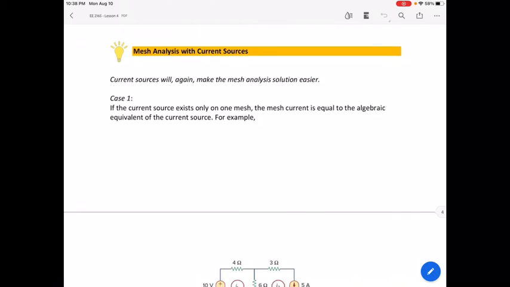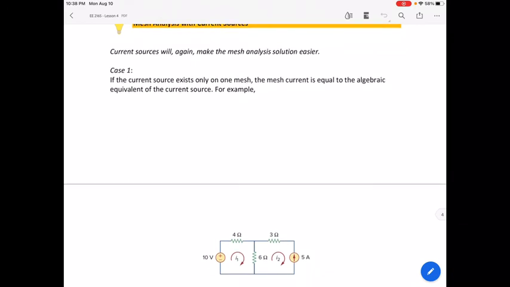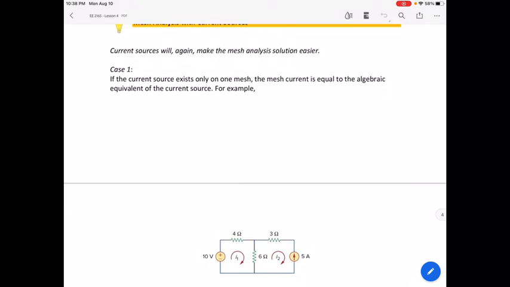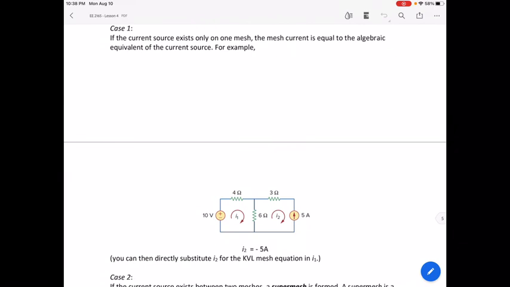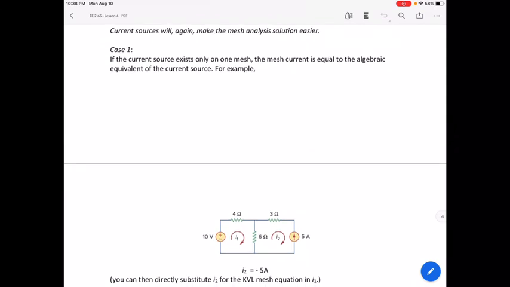So this has two cases. For the first case, if the current source exists only on one mesh, like what you've seen in this diagram below, the mesh current is automatically equal to the algebraic equivalent of the current source. In this particular example, mesh current I2 has a current source of 5 amperes in its loop. Since they are of opposing direction, we can write I2 as equal to negative 5 amperes. So that's for case 1.